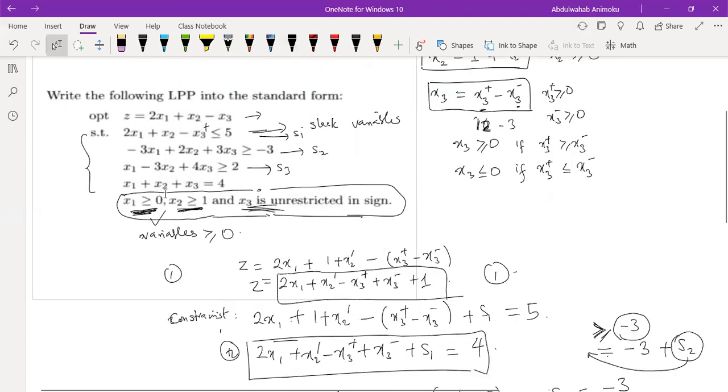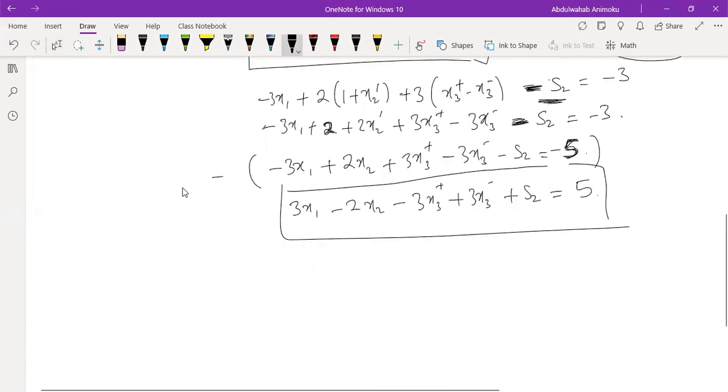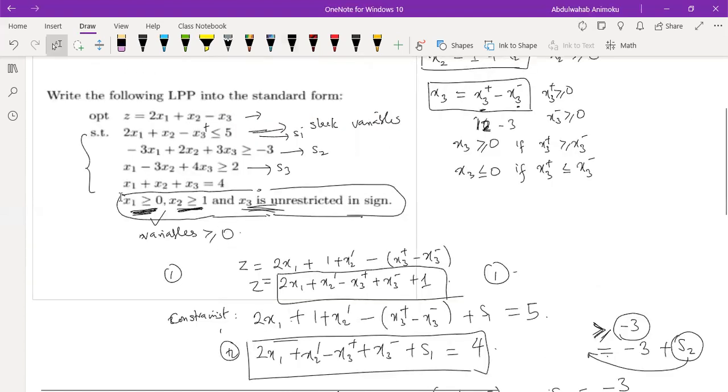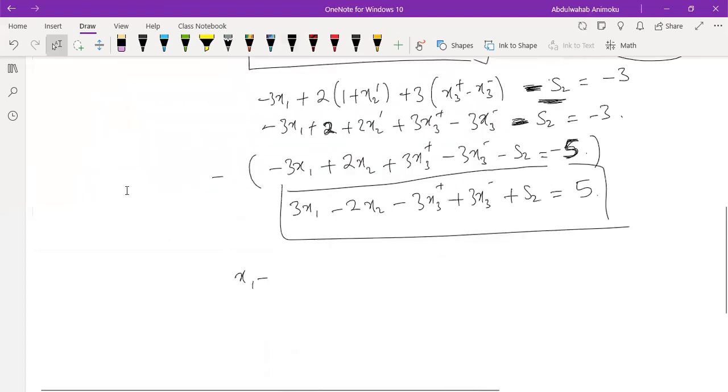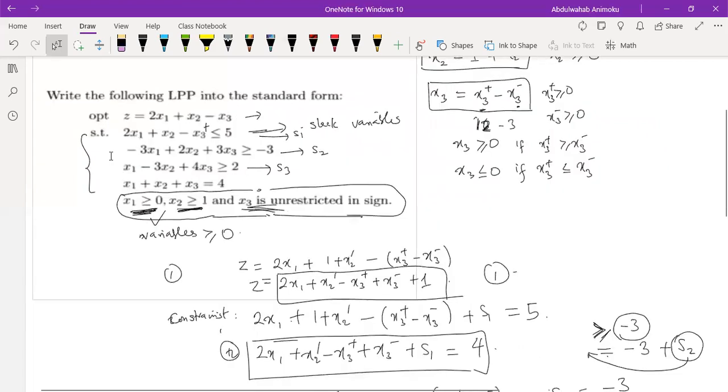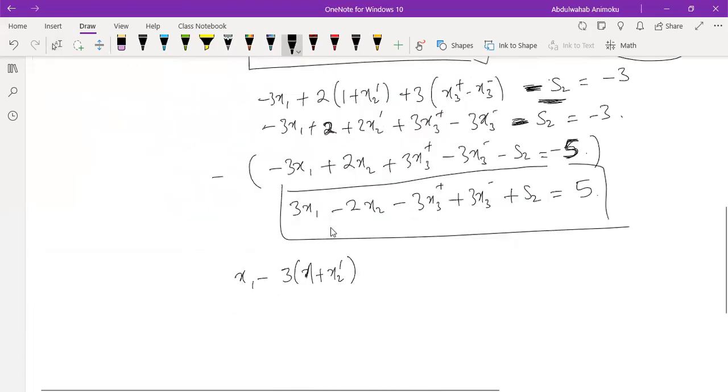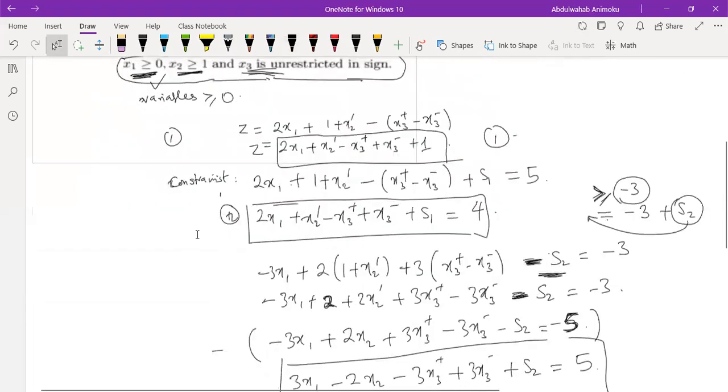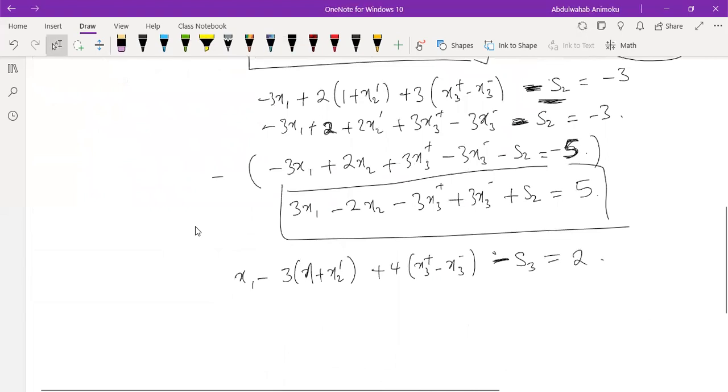x1 minus 3x2 plus 4x3 greater or equal to 2. So we have x1 minus 3x2. So minus 3, again, 1 plus x2 prime. Then we have the next one, plus 4x3. Plus 4x3 is this. Greater than or equal to 2. So we are going to have minus s3 again equal to 2. Okay. Now we need to solve this again.